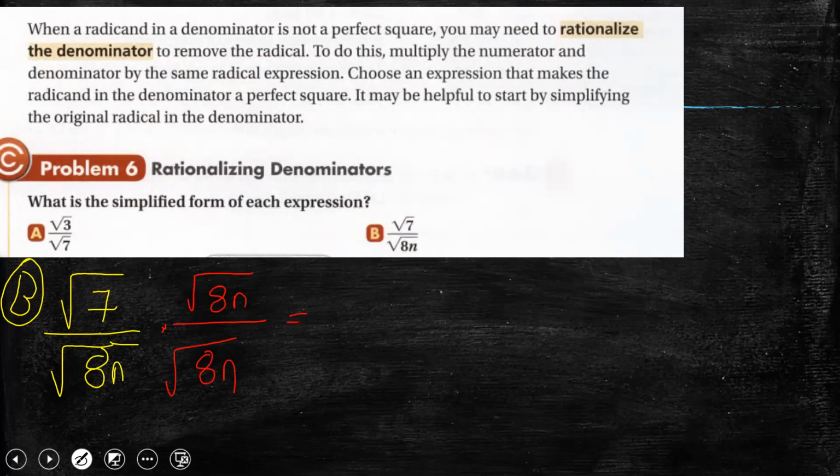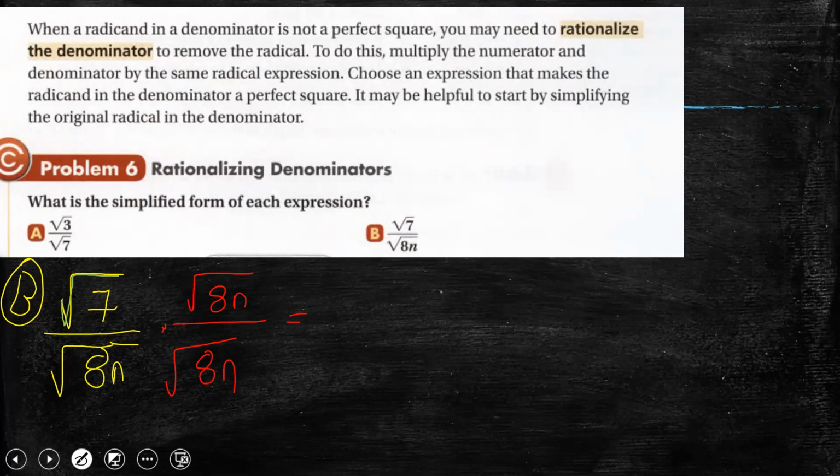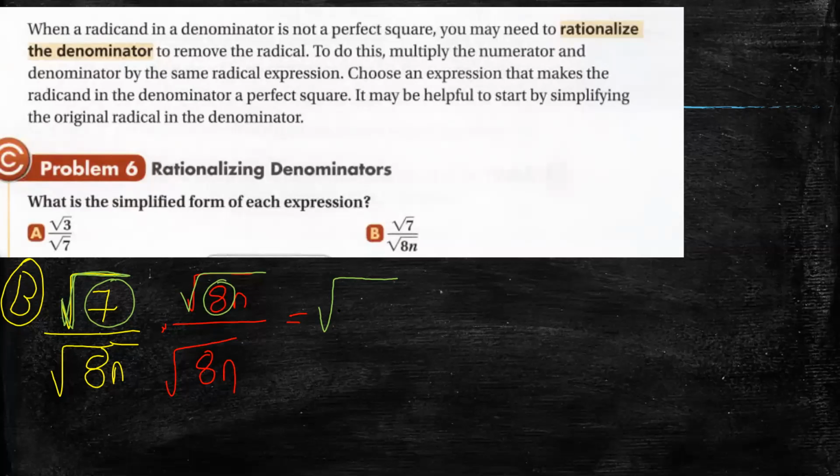Now here we have two square roots, as you see, one here and the other one here. We can combine them: 7 times 8 is 56, n, over square root of 8n times square root of 8n. What's the answer? Quickly. 8n, or 64n squared under the root. Let's do it quickly and shortly: square root of 8n times square root of 8n.